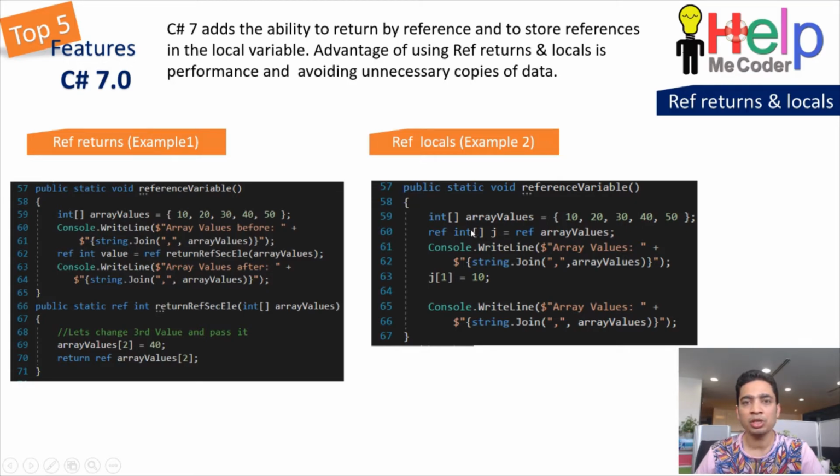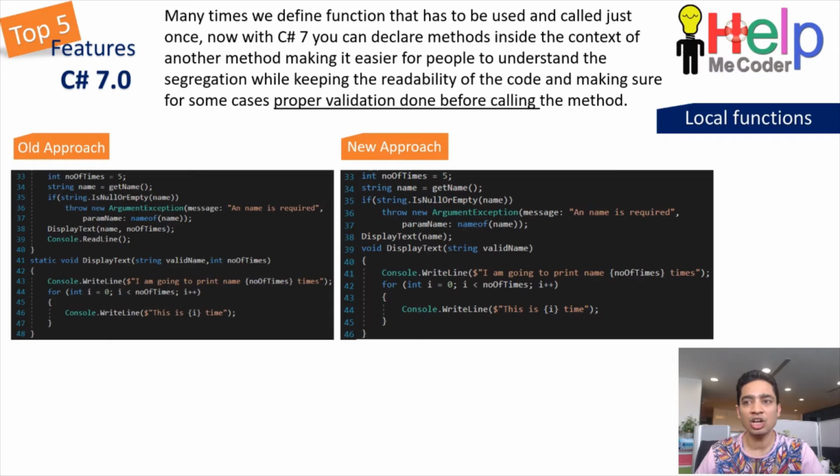Now coming to the last feature in our C# top 5 feature list: local functions. Many times we have to define functions or methods that are called only once, but we still create separate methods inside our code and call them from outside. In C#7, we can now create those methods inside the context of the current method.